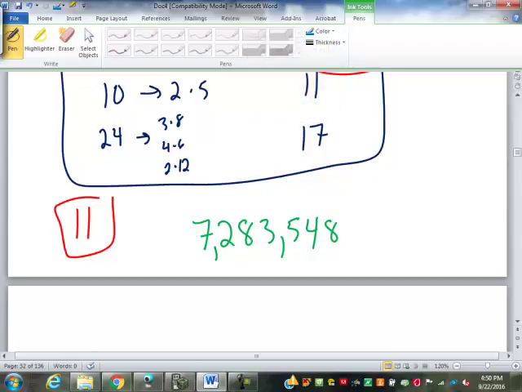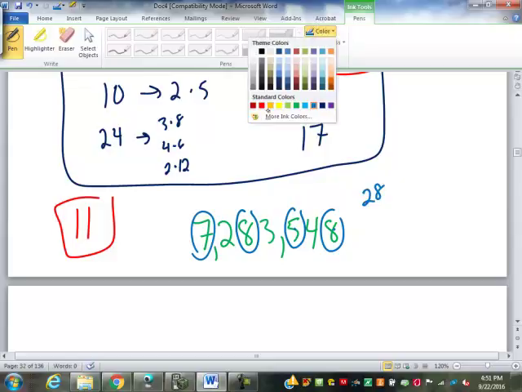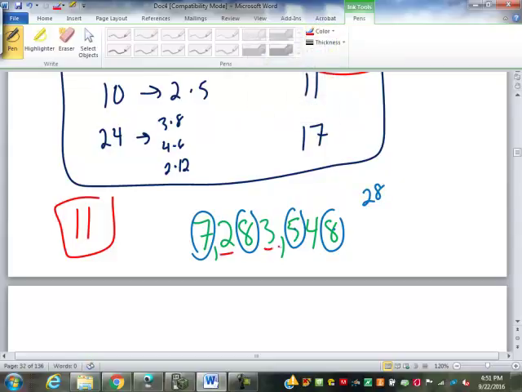To check to see if something's divisible by 11, I start with the first digit, and I take every other digit. 7, 8, 5, and 8. 7 plus 8 is 15, plus 5 is 20, plus 8 is 28. Then I take the remaining digits and add them together. 2 plus 3 is 5, plus 4 is 9. And then I subtract. The difference here is 19. If that difference is either 0 or divisible by 11, then the whole number is divisible by 11. So this is not divisible by 11.